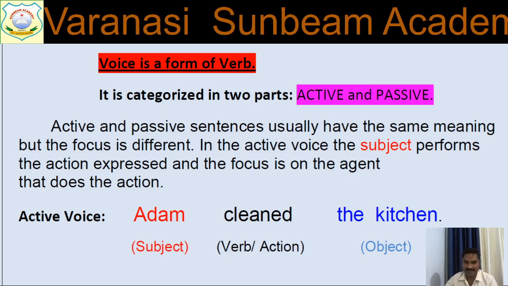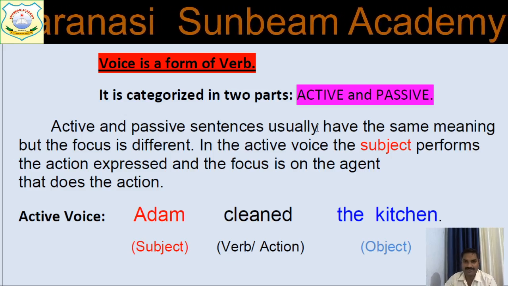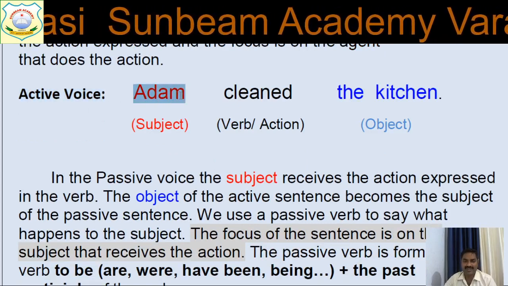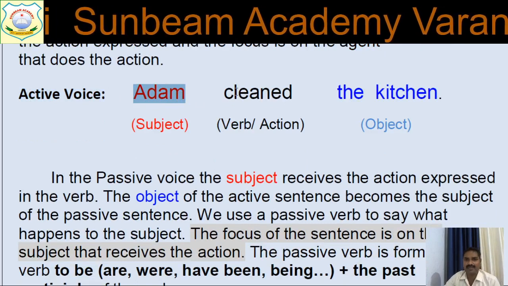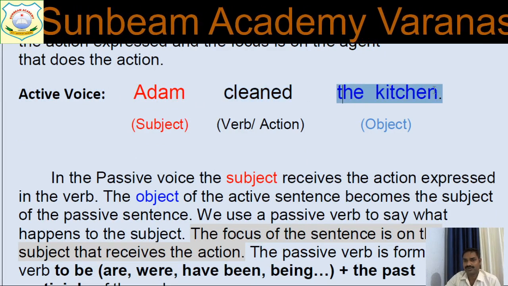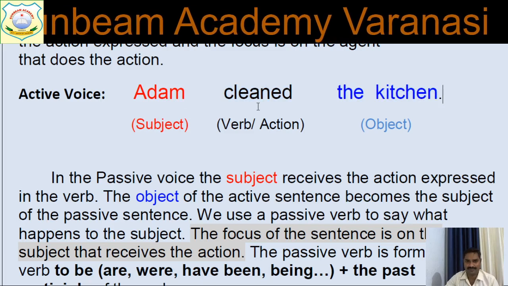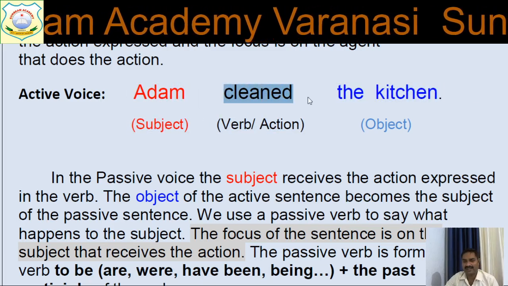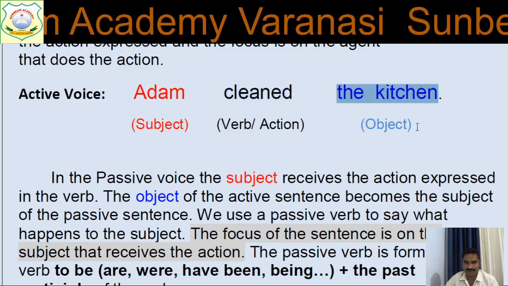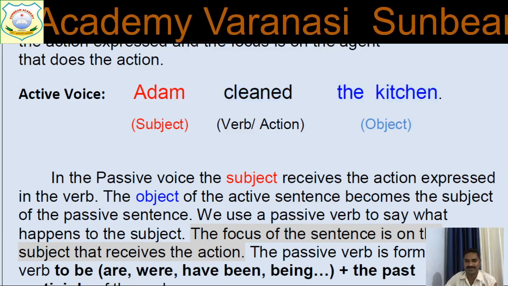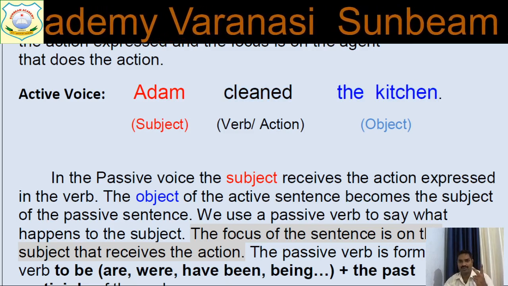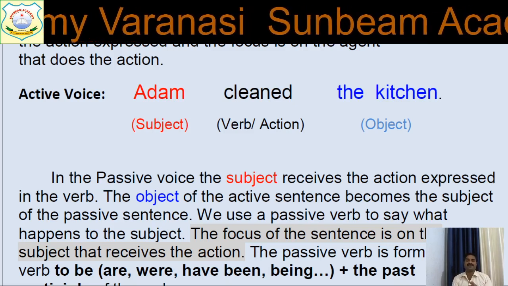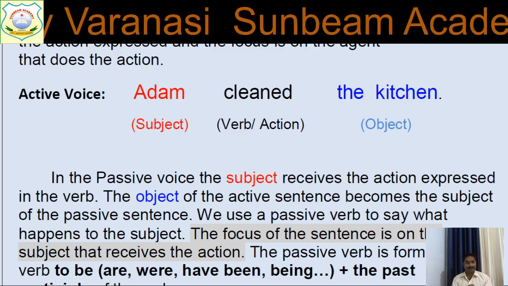All right, I hope you would have written. Now we shall proceed further. You can see here that active voice is written as sentences made in active voice. Adam cleared the kitchen. So here this is a simple past. Here Adam is the subject and cleared is the verb, and the kitchen is the object. So there are basically three things: subject, verb, and object in a sentence. Okay, and where there is no object in a sentence, there you cannot make any passive voice.